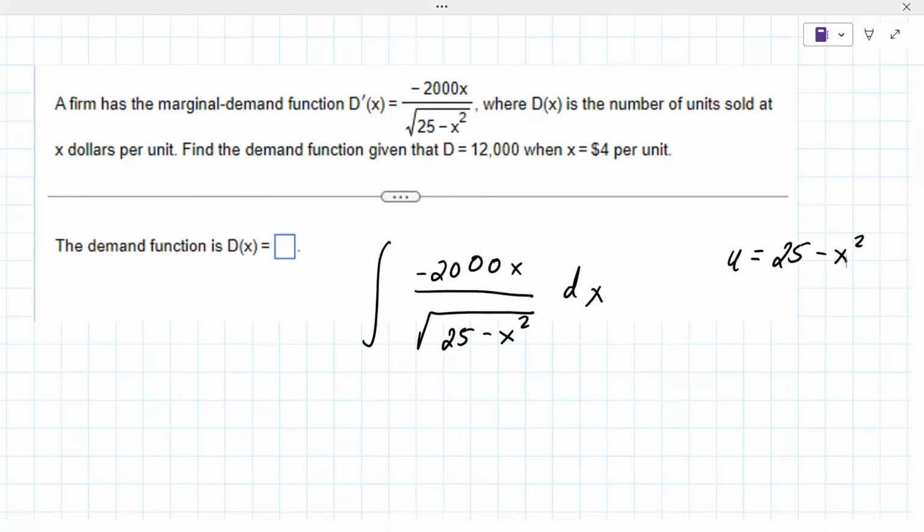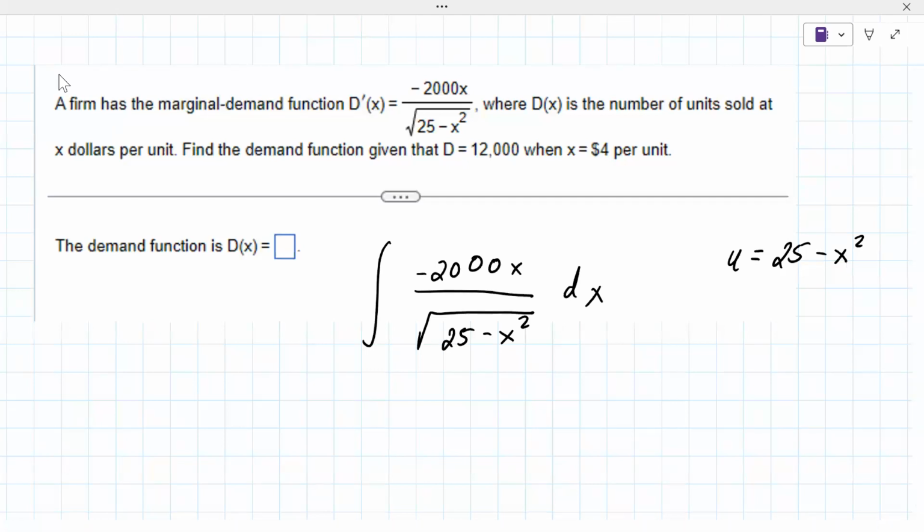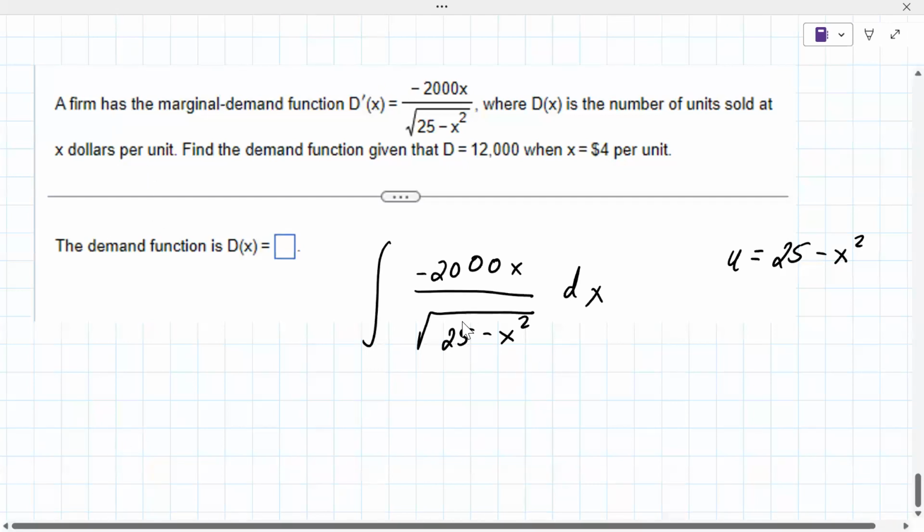If you go back to that reference sheet I sent you, you don't see anything like this. You kind of see the bottom in an arc sign, I think, but this is not an arc sign. This u substitution is a big deal in calculus. It was the most confusing for me.